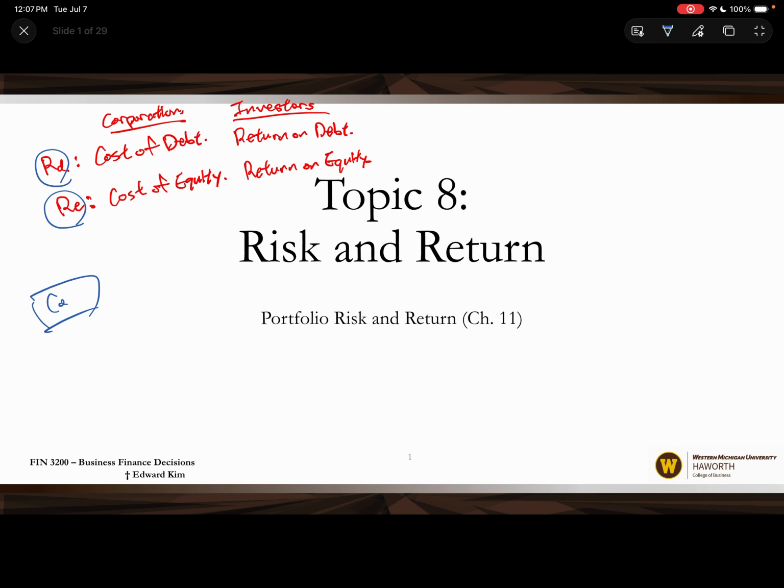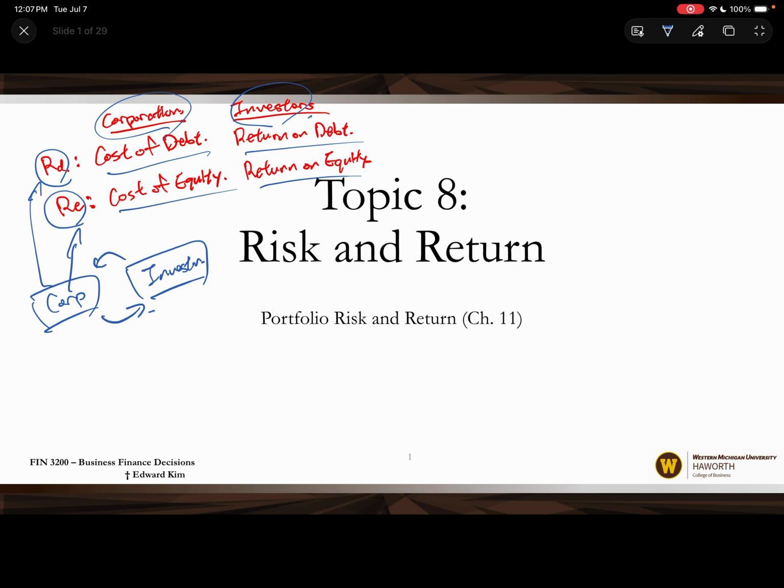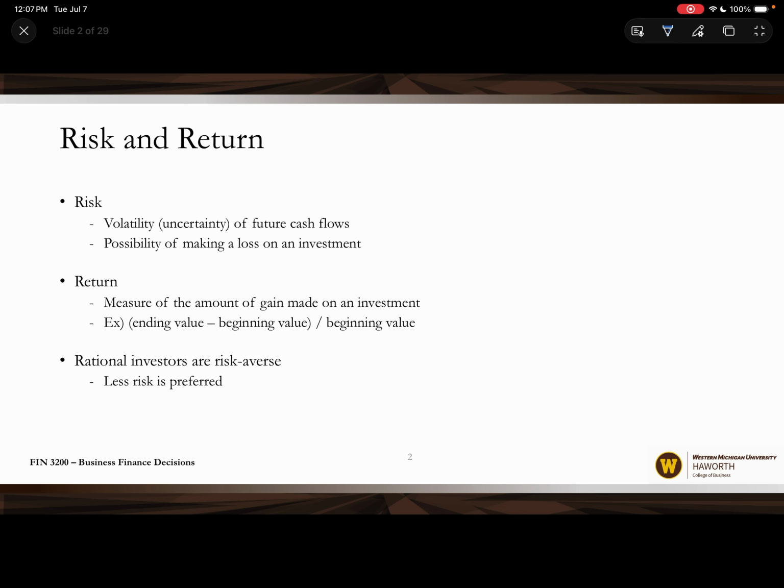Again, we had the corporation, we had the cycle of money slide, right? So they're providing capital, in return they're getting something. So these rates can be described as these things depending on how you look at it. So we're looking at everything from the investor's perspective in this topic. A lot of you will probably find this topic more relevant, more intuitive, more useful. Okay, so risk and return.